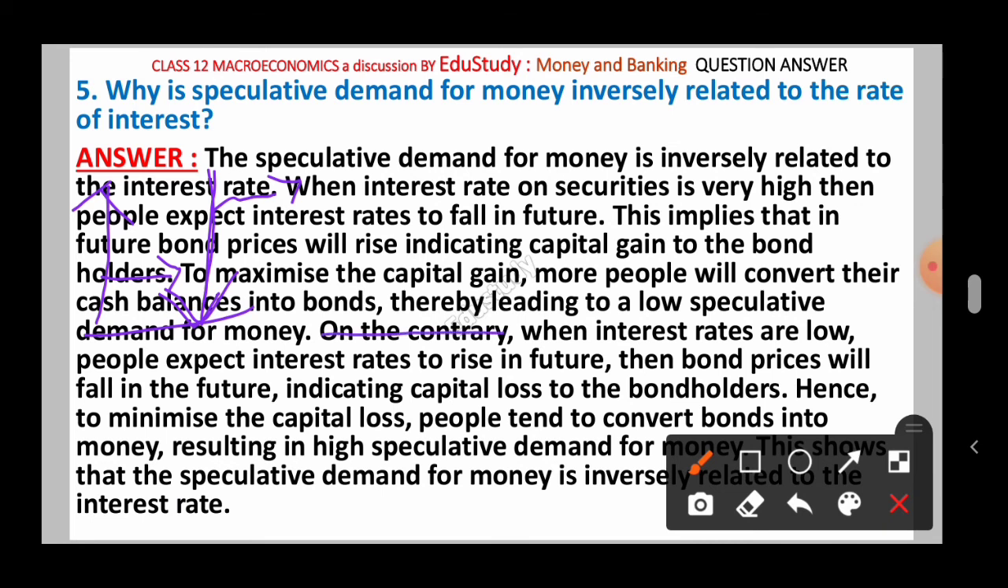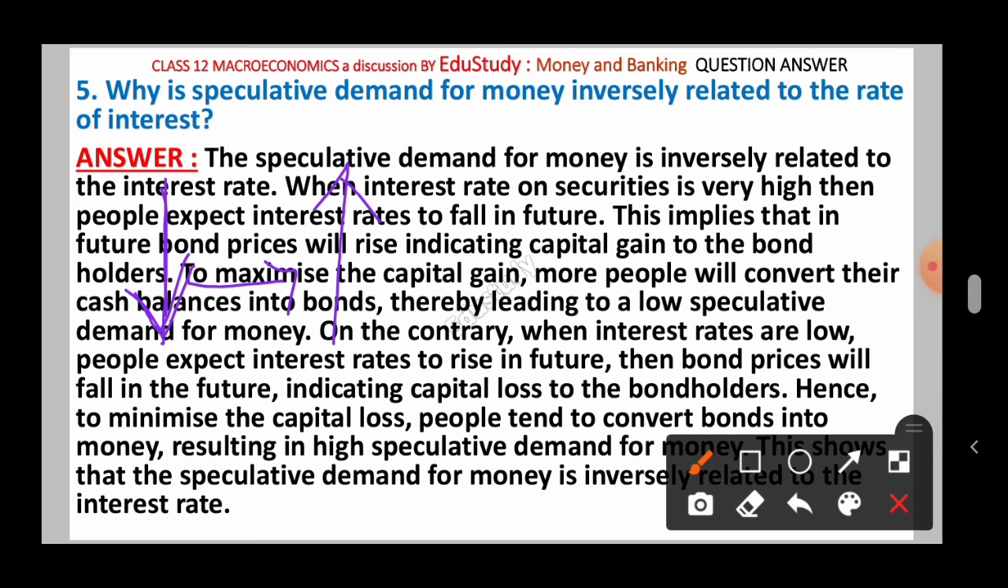On the contrary, if in the present time the interest rate on securities or in the bank is low, then they will expect that the interest rate will increase in the future, and then the bond prices will fall in the future. So if a customer thinks that the present interest rate is low and in the future it will be higher, then what will he do? He will sell all the bonds he holds.